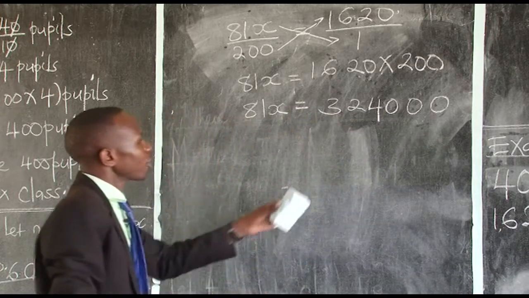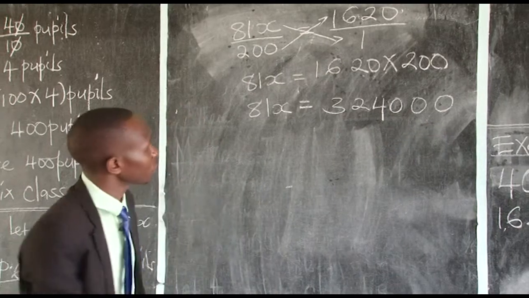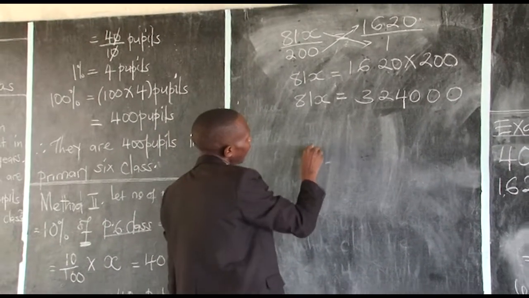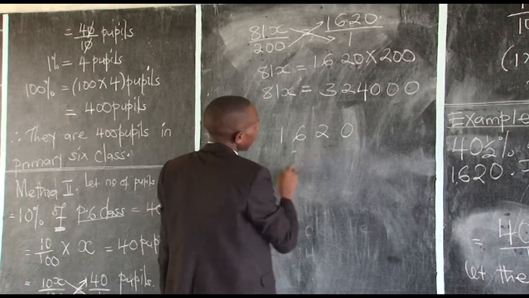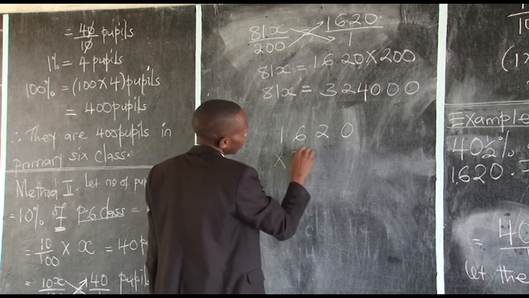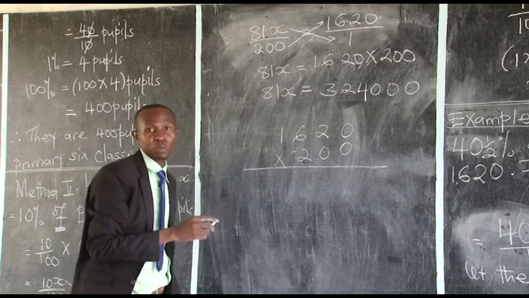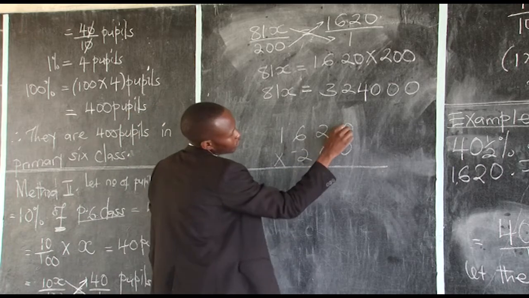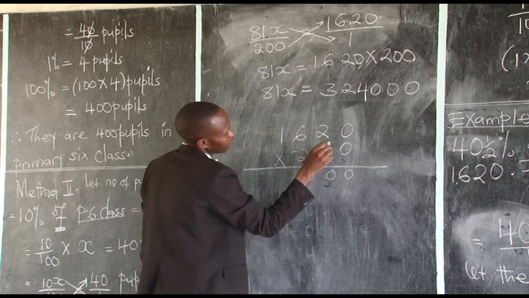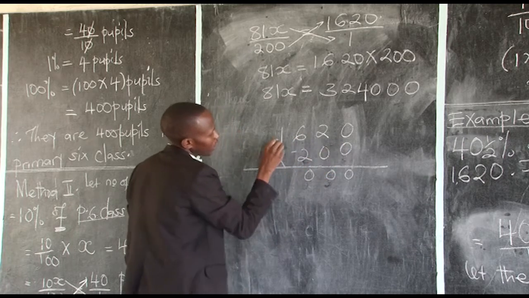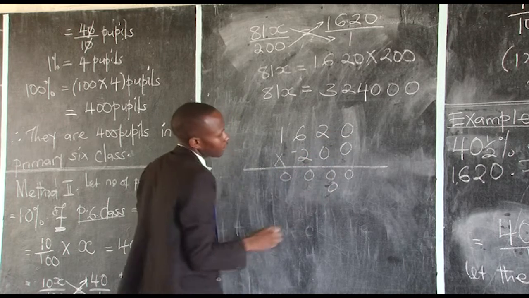Let's see. If you cannot multiply in that way, if you cannot write zeros the way we have done, this is what you do. Just come aside and have 1, 6, 2, 0, times your 200. Let's multiply it out and see. 0 times 0 will give us 0. 0 times 0, 0. 0 times 6, 0. 0 times 1, 0. Come here. 0 times 0, 0.